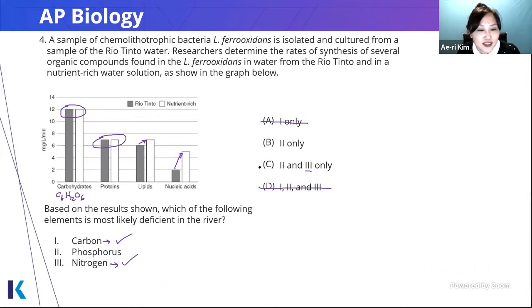So just based on that alone, C is out and B is our winner. B is our winner. We didn't even have to analyze Roman numeral 2 to be able to get this question right. And that is why strategy is really important when you're going through standardized tests like AP Bio, okay?